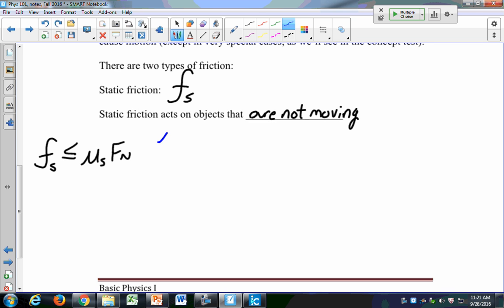Now mu, this is the Greek letter mu, lowercase mu. It looks like an M, but I would try not to write an M. It's really a U, and it has a little tail. I wouldn't write an M because then you'll get confused with masses. You just have too many masses around. But this is the Greek letter mu, and mu is the coefficient of static friction. It is a constant dependent upon the material.